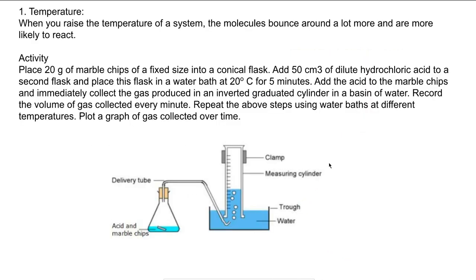Okay, now as we go through this topic, there are 5 experiments you would normally be doing. These experiments would be split over the 2 years. Okay, so we'll have to look at the theory of them at least. So investigating temperature. If you raise the temperature of a system, the molecules will move faster and they're more likely to react together.